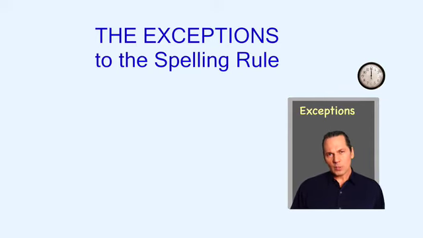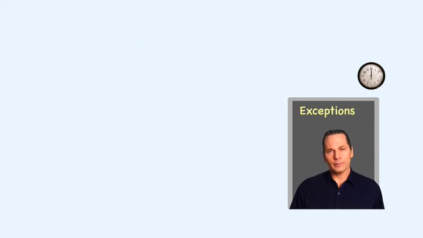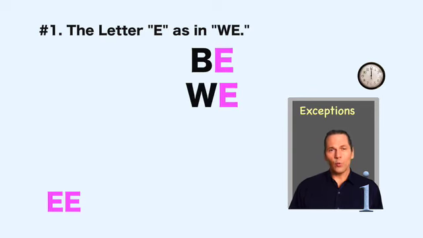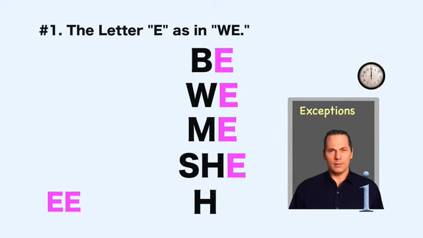Let's start with some exceptional letter combinations that make the sound E, the first sound that we drilled. Exceptional letter combinations that make the sound E. Number one, E as in we. There aren't a lot of one-syllable words that use only the letter E to make the sound E, but the words that do are very common. They are the verb to be and several pronouns. Be, we, me, she, he.